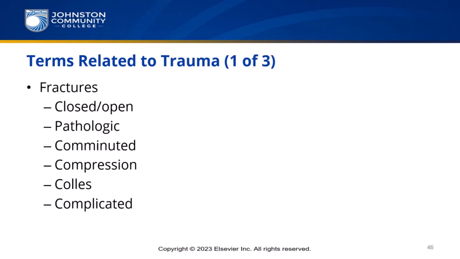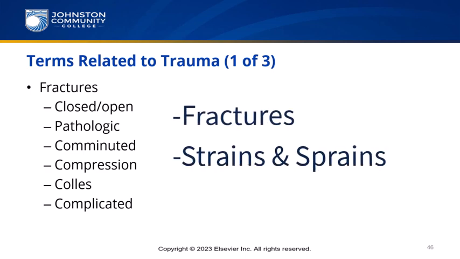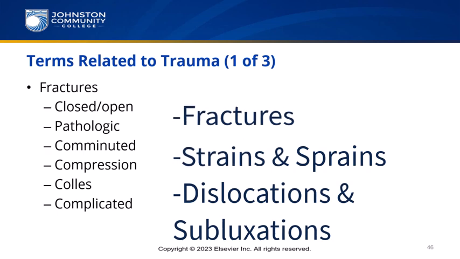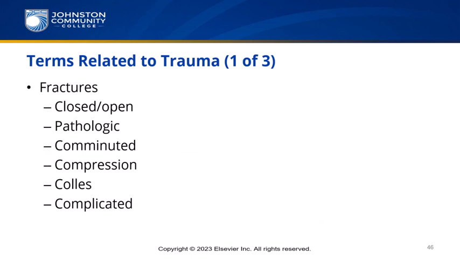Now let's review some terms as they're related to trauma. So trauma pathology is divided into these categories. We have fractures, strains and sprains, and dislocations and subluxations. Closed fractures, also called simple fractures, are those in which the bone is broken but the skin remains intact. An open fracture, also called a compound fracture, is one in which the bone is broken with one or both ends piercing the skin.